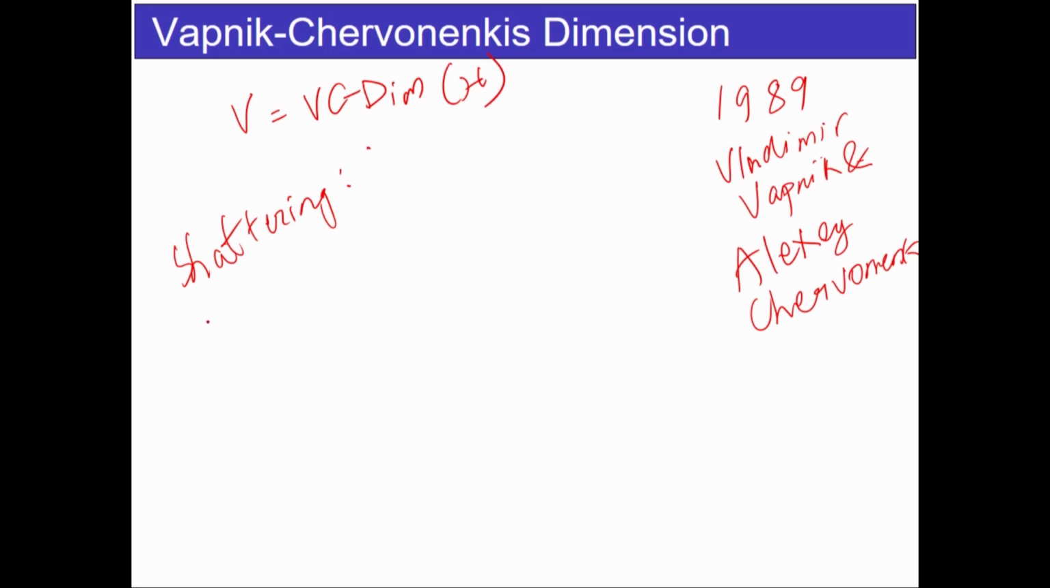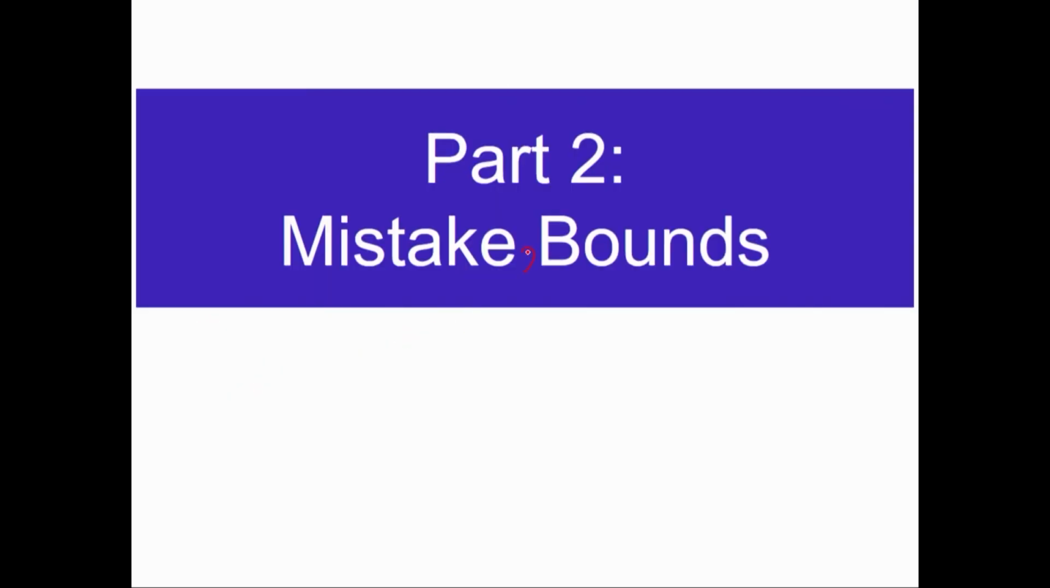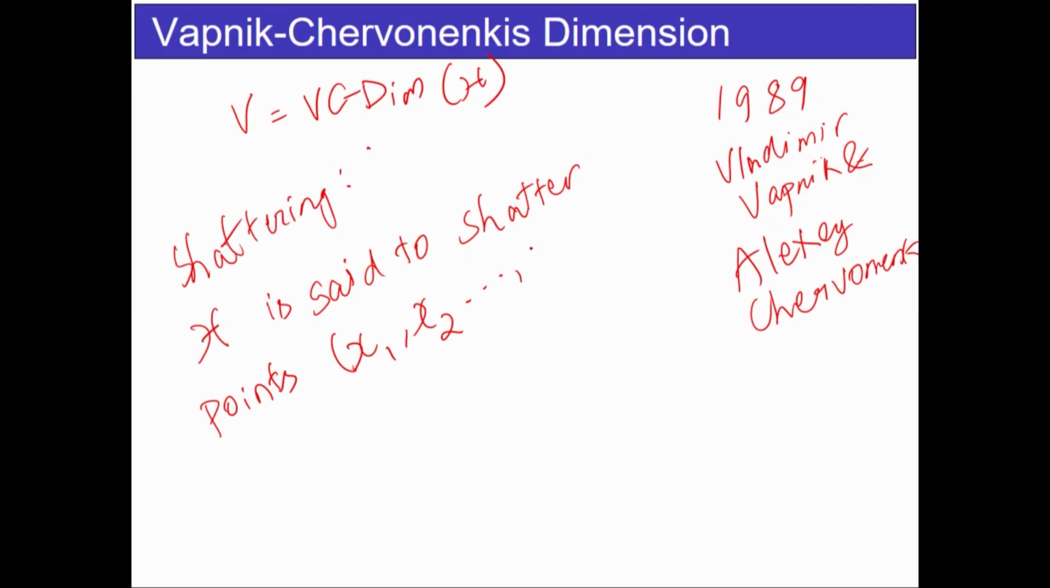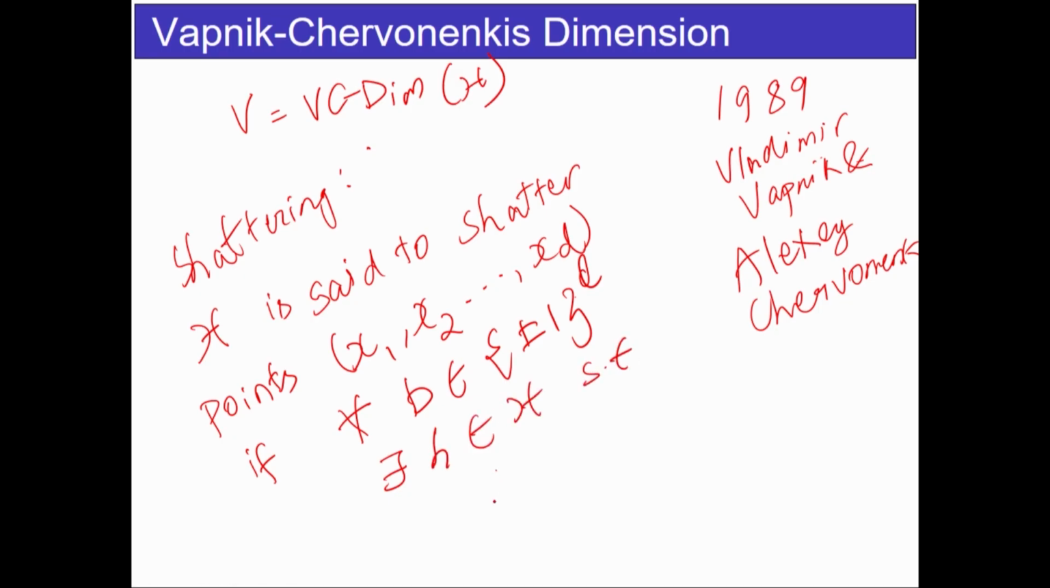So, a concept class H is said to shatter points x1, x2, ..., xd if for all bit vectors b belonging to {plus 1, minus 1} to the power d, there exists an h belonging to H such that h of xi is equal to bi. So there are a lot of terms here to unpack. Let's unpack that.